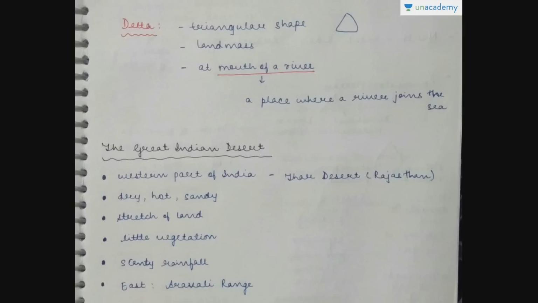Now the Great Indian Desert is located in the western part of India. The Thar Desert is located in the state of Rajasthan. So in this western part, here are the Himalayas, here is the plain and here is the desert. It is dry, hot, sandy. It is a stretch of land which has very little vegetation and very scanty rainfall, because it is completely a desert area. And east of it is the Aravalli range.